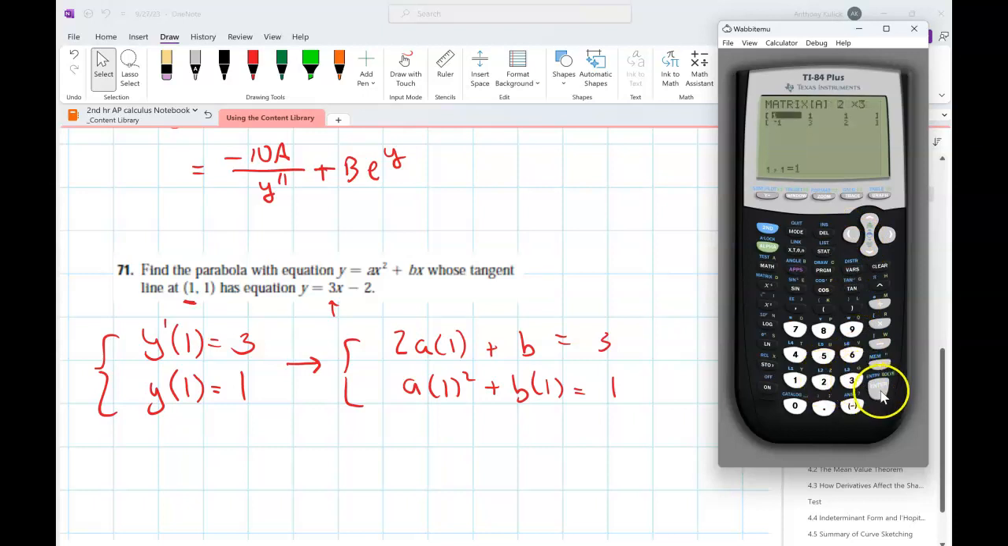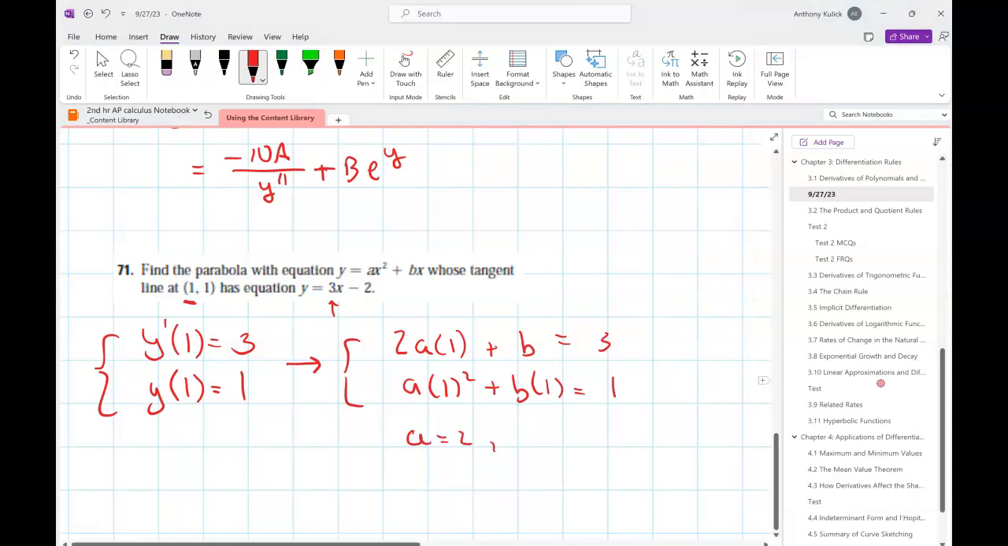So make a 2 by 3 matrix, coefficients 2, 1, 3, and then we have 1, 1, 1. Get back out of there. Go back to the matrix menu, pick math, and then go down to RREF on matrix A. And bada boom, bada bing, A is 2, B is negative 1. So we'd have y equals 2x squared minus x. Ought to do us.